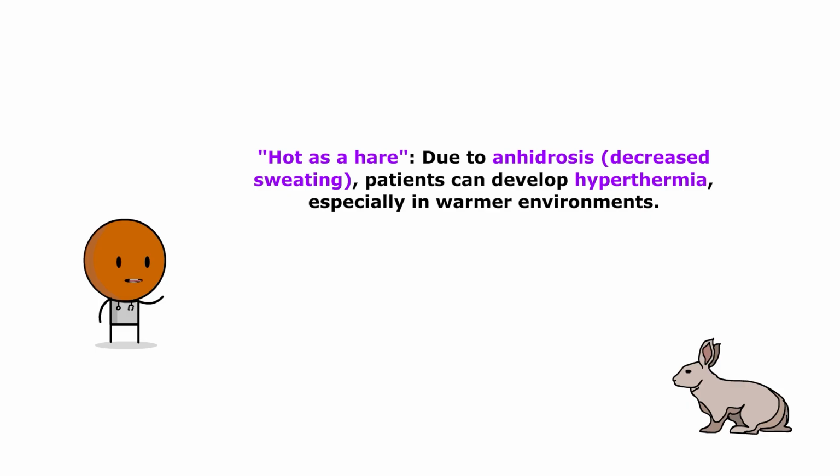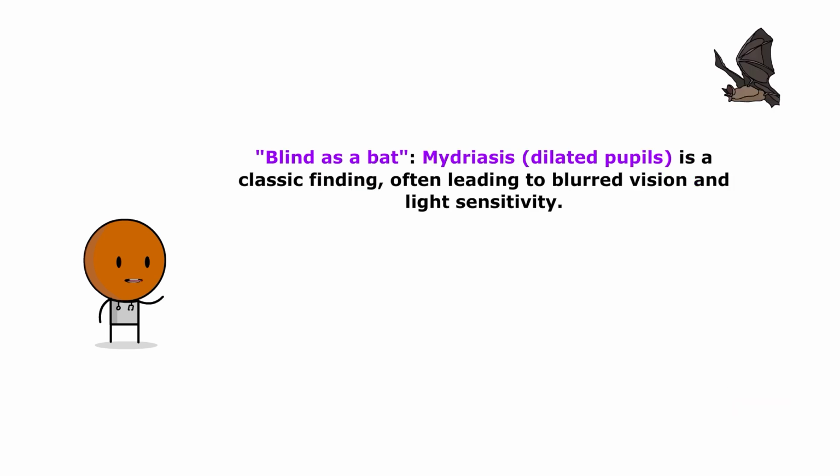Due to anhidrosis or decreased sweating, patients may develop hyperthermia, especially in warmer environments. Blind as a bat.